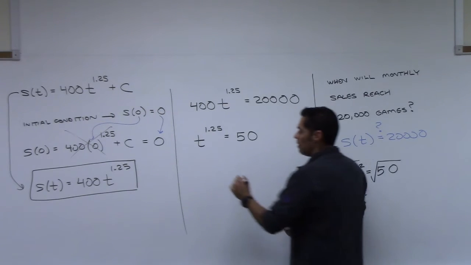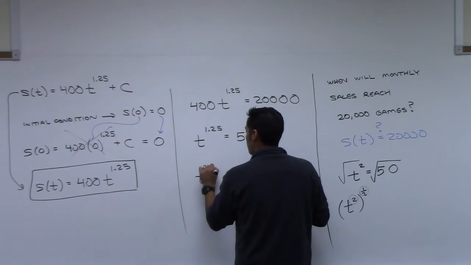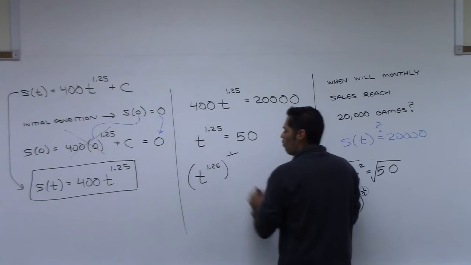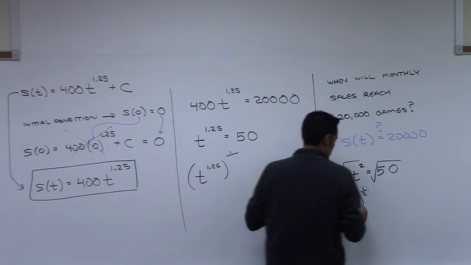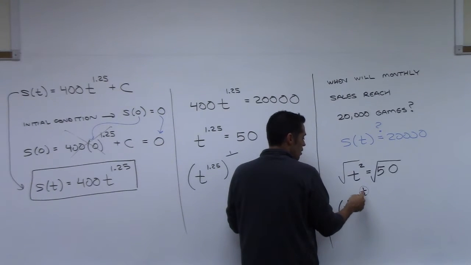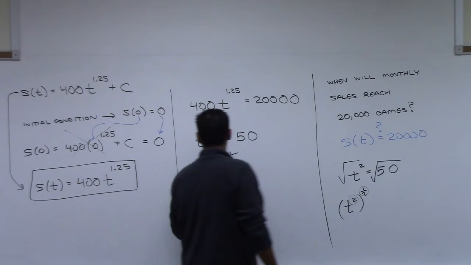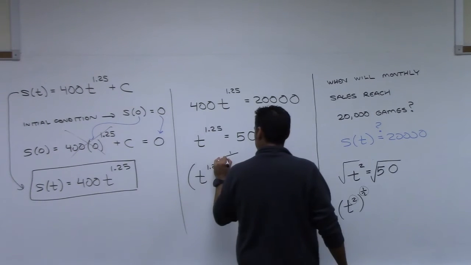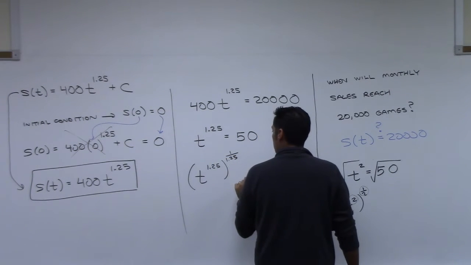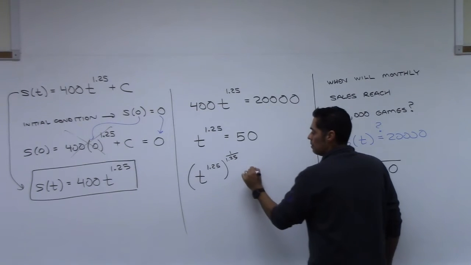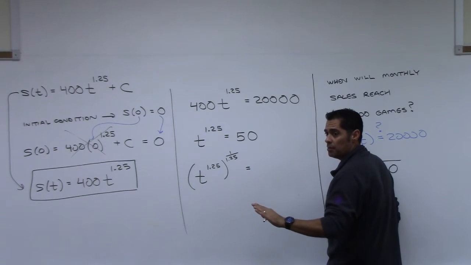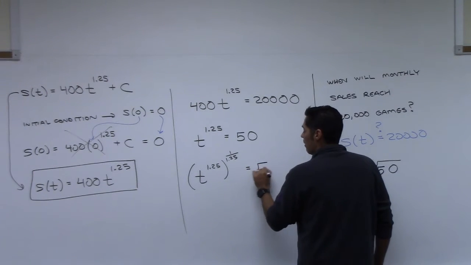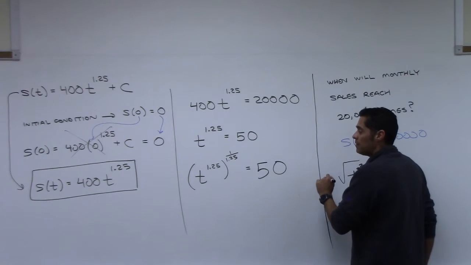So what I need to do here is take t to the 1.25 and raise it to the 1 over what? Like if it was t squared and we want to get rid of the squared, we raise it to the 1 over 2. Here, to get rid of that, we need to raise it to the 1 over 1.25. If you're using fractions, that's what you would do. But everyone seems to want to use decimals, so this is the way I'm going to do it. Whatever you do to one side, you have to do to the other.